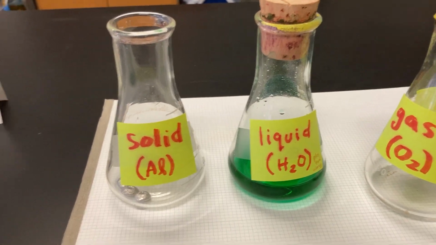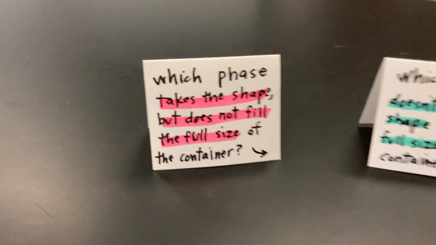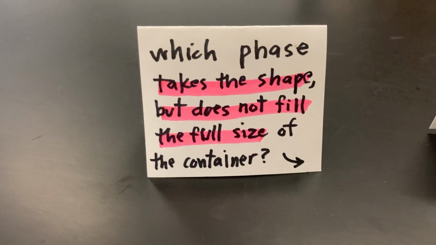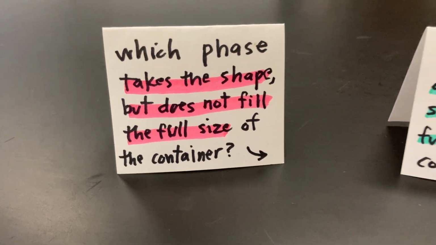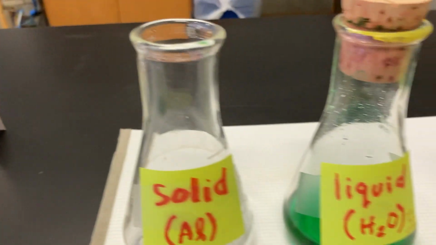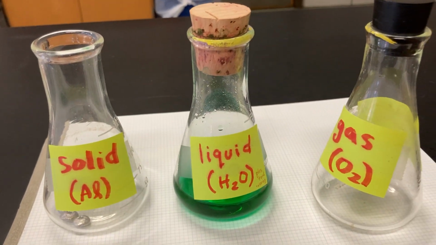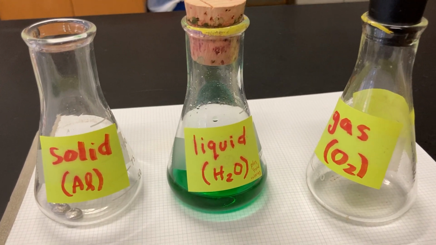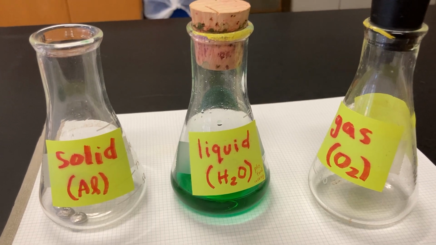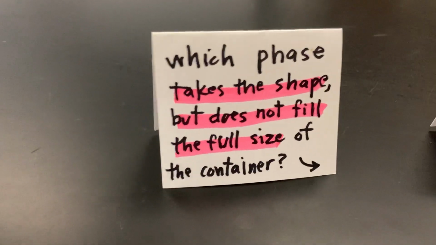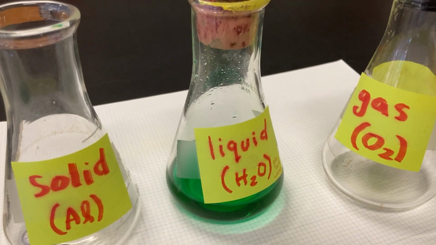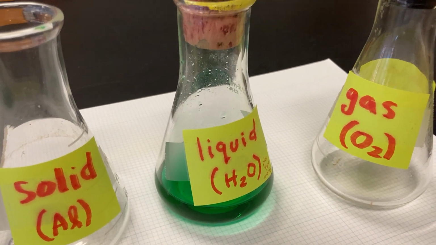Okay, so I'm going to ask you some questions. Which phase takes the shape of the container but does not fill the full size of the container? Which phase, solid, liquid, or gas, takes the shape of the container but doesn't fill the entire size of the container? Well, let's see. It's going to be a liquid. Yeah, a liquid only fills up as much as the volume that you've got, but it won't necessarily fill the whole container.